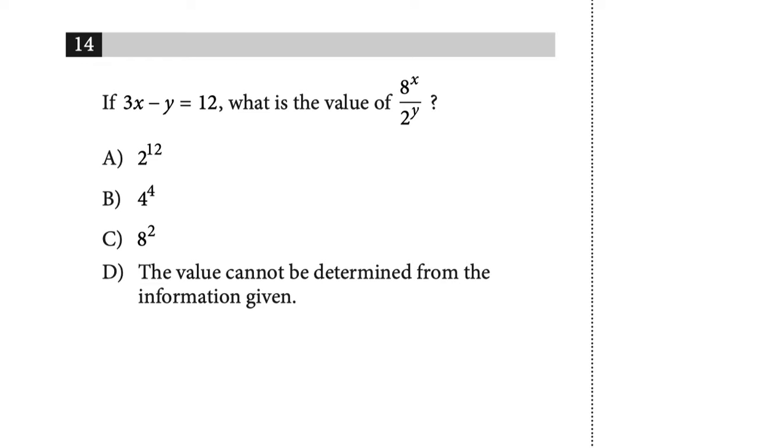This guy is more complex. This one would take me at least 40 seconds. So, 3x minus y is equal to 12. What is the value of this thing? So, again, this is the easiest type of problem where you just substitute in numbers. It's B. It's 4x minus y.